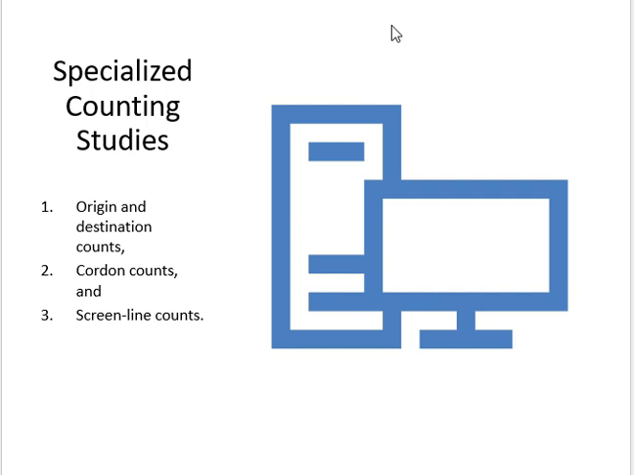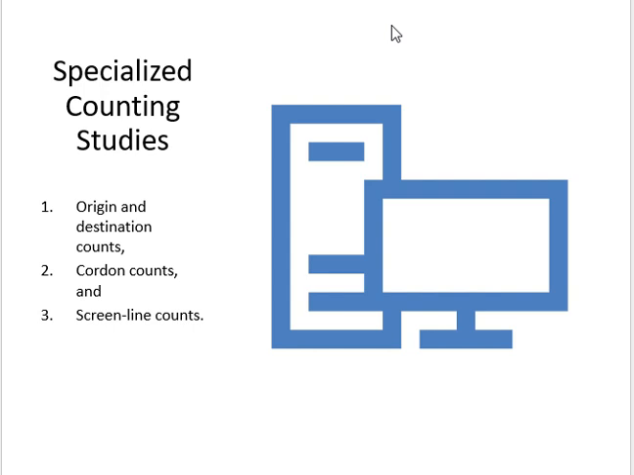Whatever we have done so far, we were saying 1000 vehicles on this segment, or this many vehicles in this network. We did not say where they came from or where they are going. So in specialized counting studies, we are not focusing on a network or a road, we are focusing on entry and exit of the area.